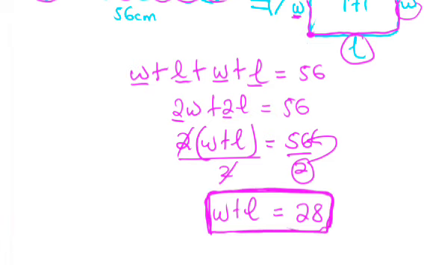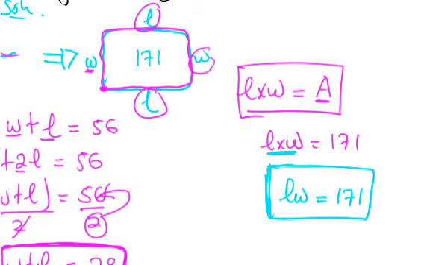It's important. Now, how do we find the area of a rectangle? Area of a rectangle is length times width. So the area is 171, so L times W is equal to 171. This is equation number 2, which is formed based on the area of our rectangle.